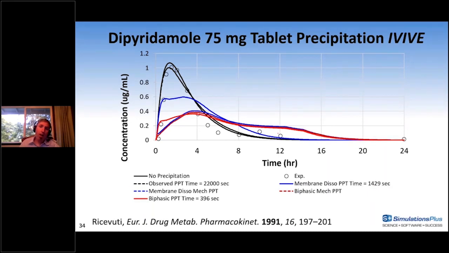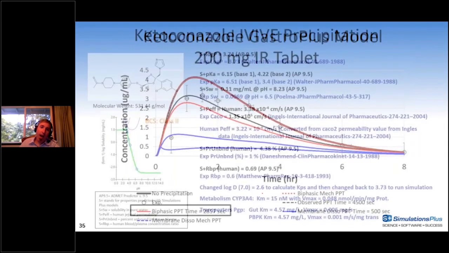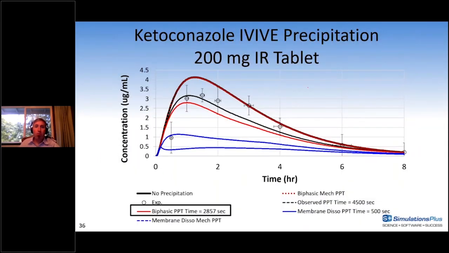For ketoconazole, same thing, class 2 molecule, basic. We have experimental parameters for the solubility, log P, pKa, permeability, protein binding, and blood to plasma concentration ratio. We are modeling the nonlinear metabolism for CYP3A4 and some PGP transport in the gut. Again, we see that when you model the 200 mg IR tablet from the O'Dwyer data, we overpredict precipitation using the baseline model. If we use the biphasic mechanistic precipitation model parameters, we also overpredicted.